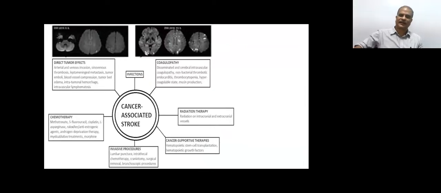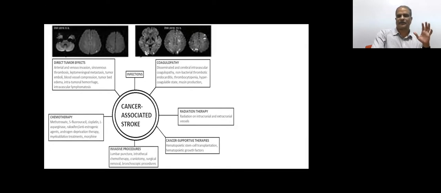As you know, cancer can cause strokes in multiple ways. One is the direct tumor. You can have a metastasis and that itself can cause a stroke. Chemotherapeutic agents can also cause strokes. And there is the long-term effect of radiation. Suppose somebody had a neck malignancy and received radiation 10 years back. Now you can have a carotid stenosis and that can cause stroke.